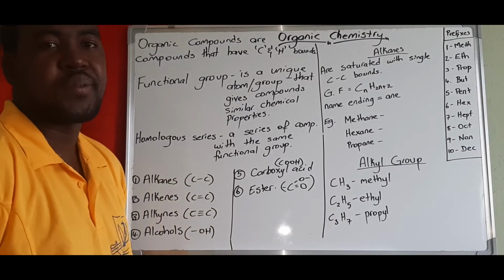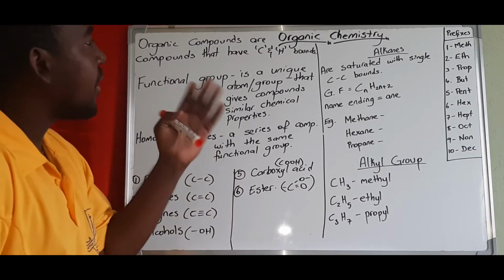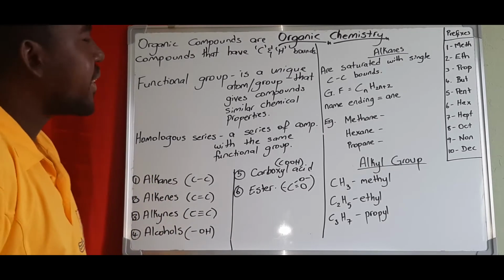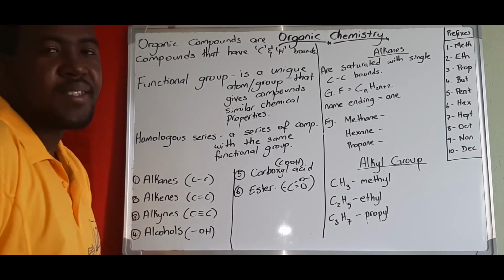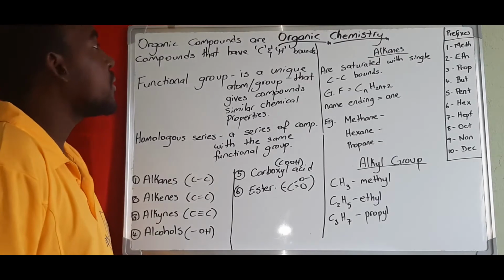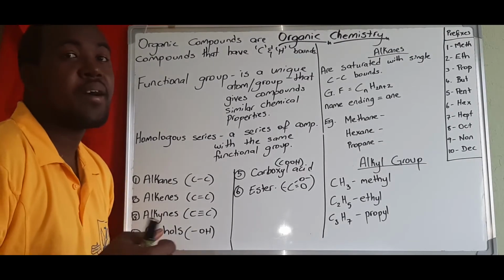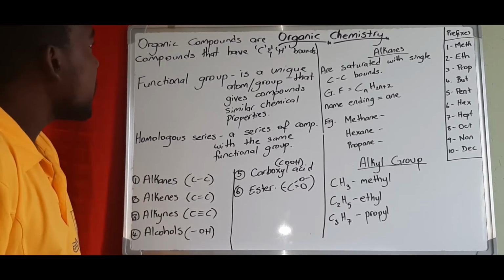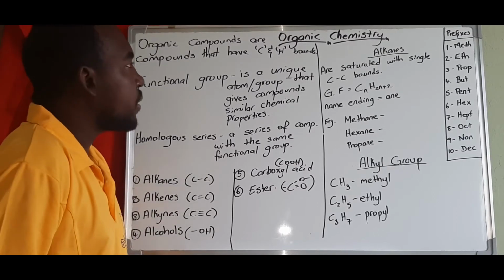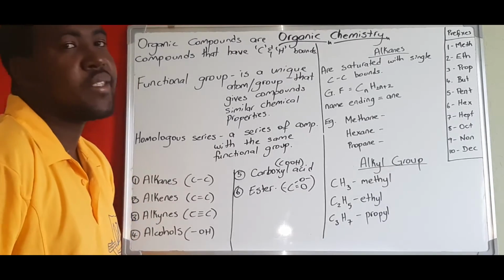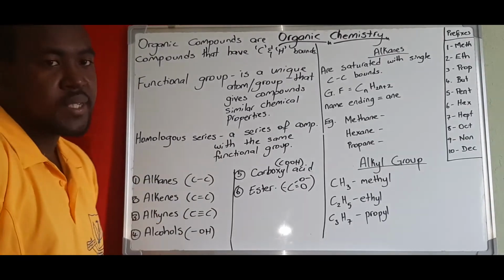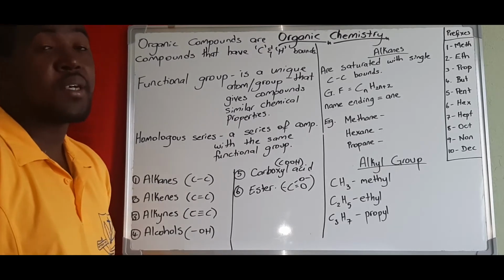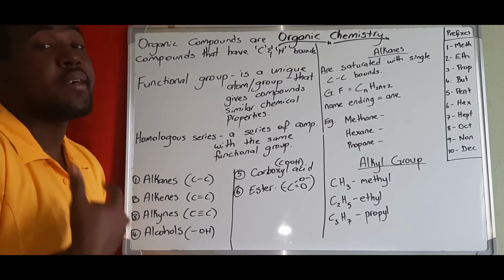Welcome to another video. Today we're looking at organic chemistry. Organic chemistry is basically a section of chemistry that deals with compounds that have carbon and hydrogen atoms. These compounds sometimes have other basic atoms, but primarily they have to consist of carbon and hydrogen.